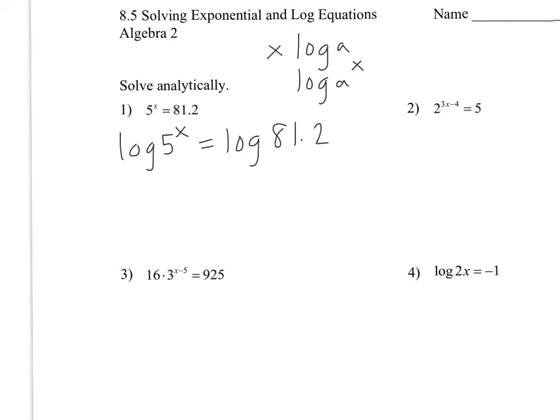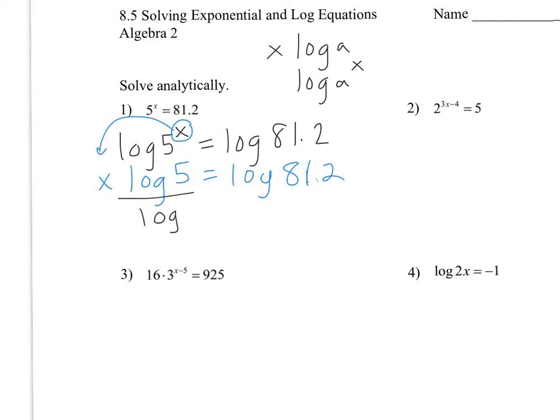What that's going to do is pull this x down to the front right here. So it's going to be x times log 5 equals log of 81.2. This is just x being multiplied by log 5. Log 5 is just a number, so I can divide both sides by log 5 to get the answer. My answer, by putting this in my calculator, log of 81.2 divided by log of 5, is about 2.73.